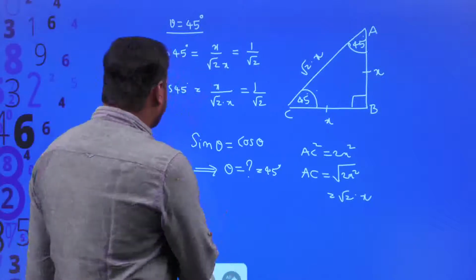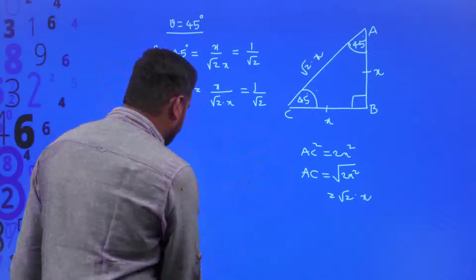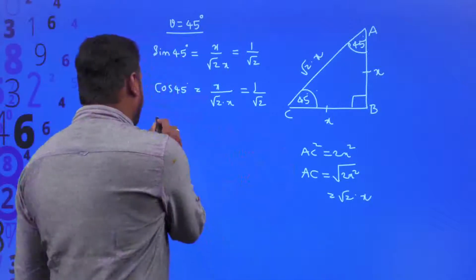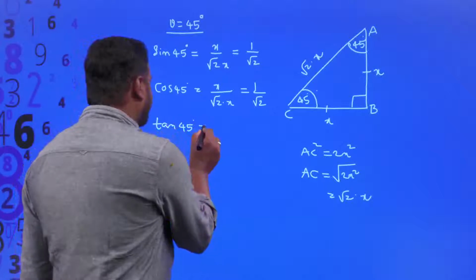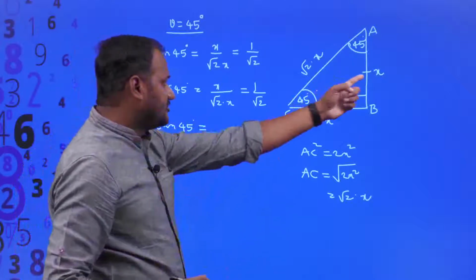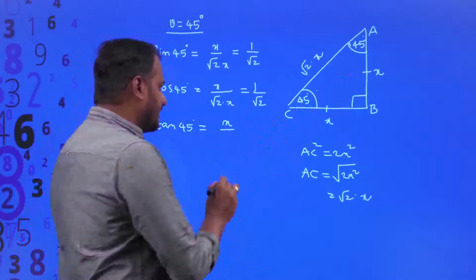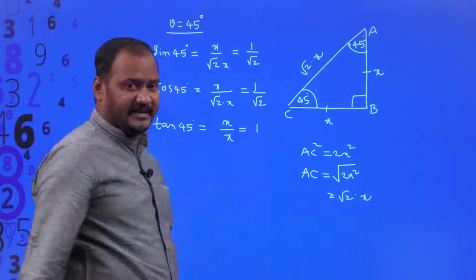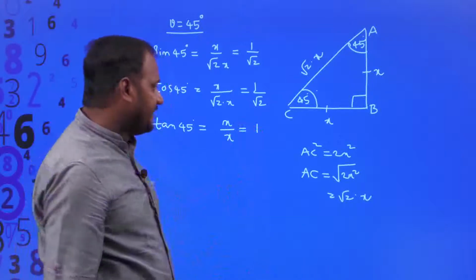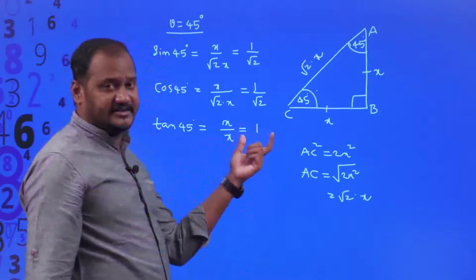So coming to the next trigonometric ratio. What is the next trigonometric ratio? Yes, of course, tan. So tan 45 degrees is equal to the side opposite to 45, that is x, divided by the side adjacent to 45, that is also equal to x. What is the value of x by x? Yes, x and x get cancelled, then you get 1. So the value of tan 45 degrees is equal to 1.